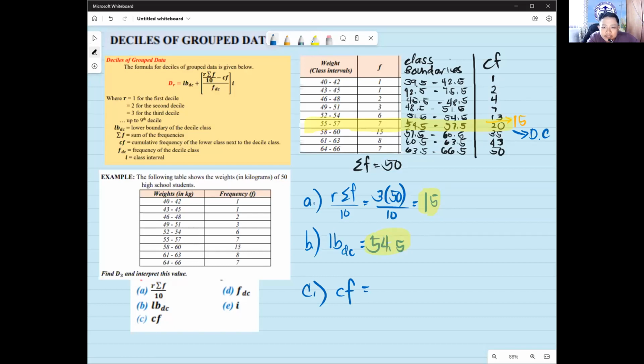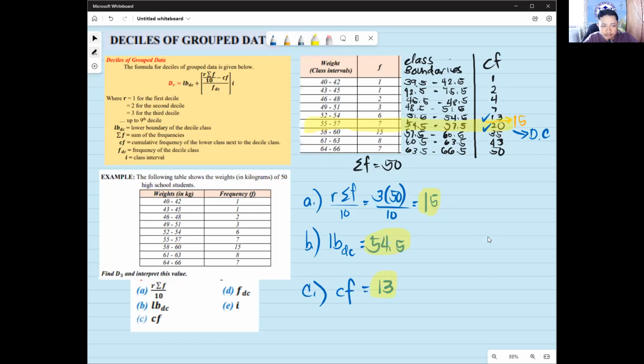If in the decile class, you get the number greater than 15, in the quartile class, in the cumulative frequency naman, you need to get the lower value. And what is the lower value? Is it the 20 or 13? Which is the lower value? 13 or 20? It's 13. So that's what you will get, not 20. Because if you use 20, it will be wrong. Okay? Take note of the process. So that's 13. That's it.